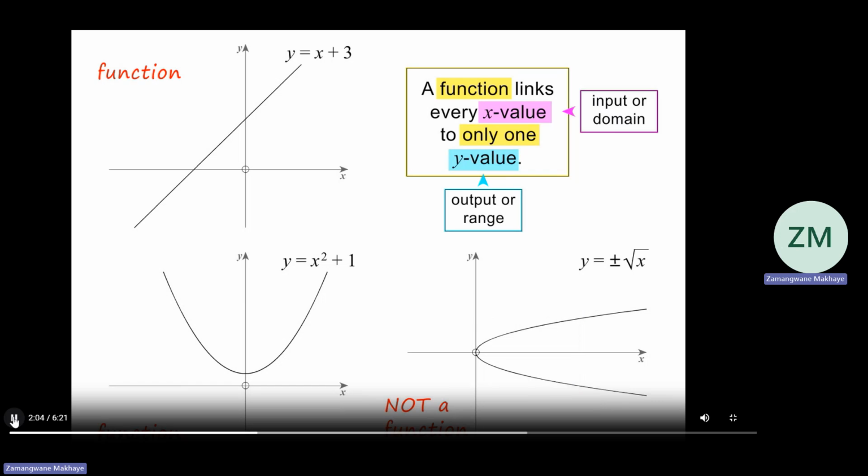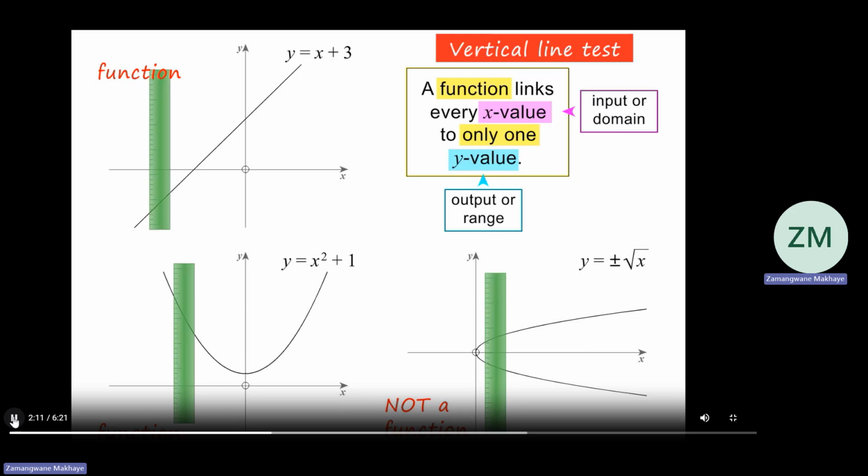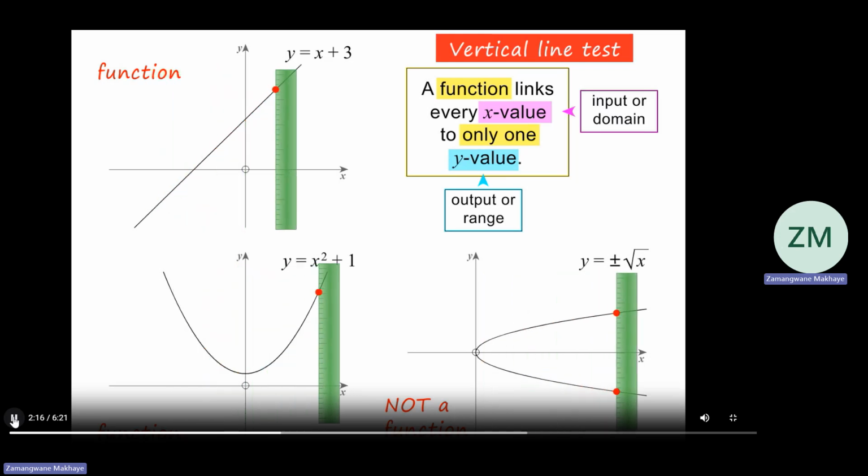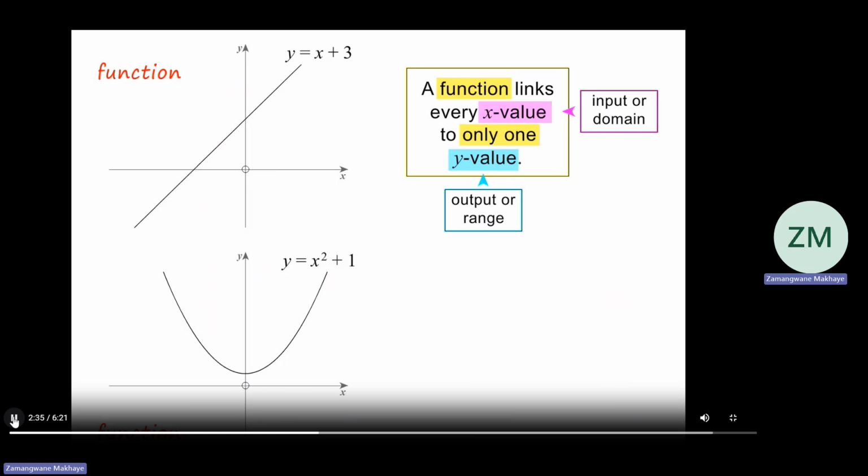To quickly check whether a graph represents a function or not, we can use what is called the vertical line test. To do this, we can use a vertical ruler and move it across the graph from left to right. If the ruler at any time cuts the graph more than once, then we can immediately say that it is not a function. The ruler clearly cuts the parabola on its side more than once. This is why it is not a function. The other two graphs are functions, because they both pass the vertical line test.